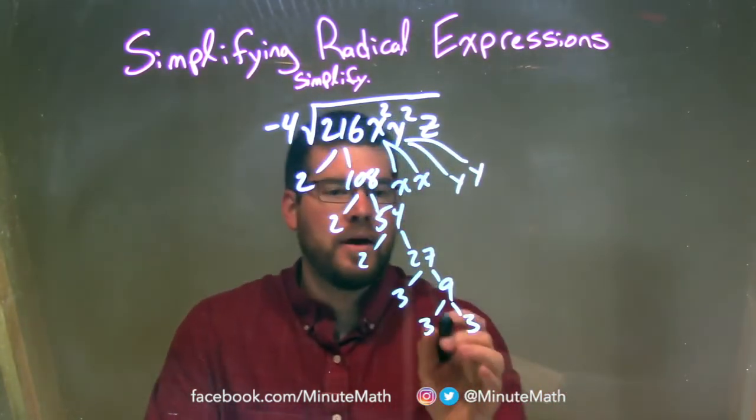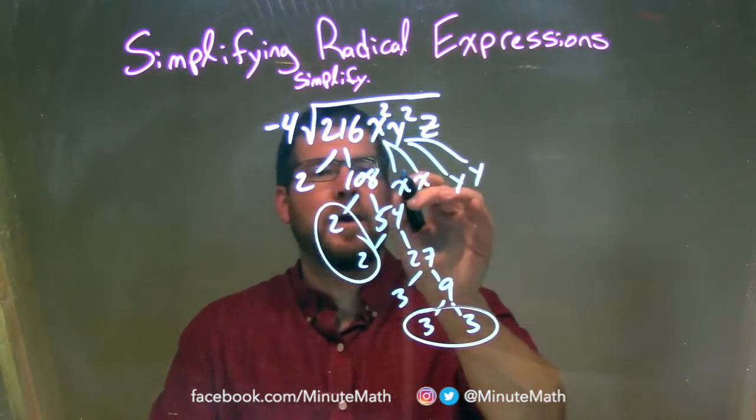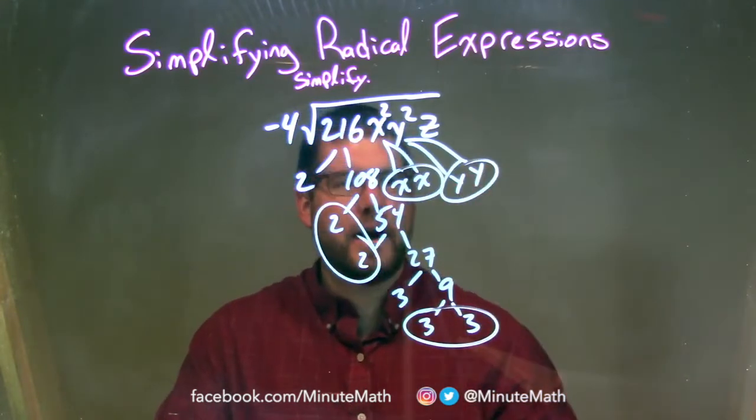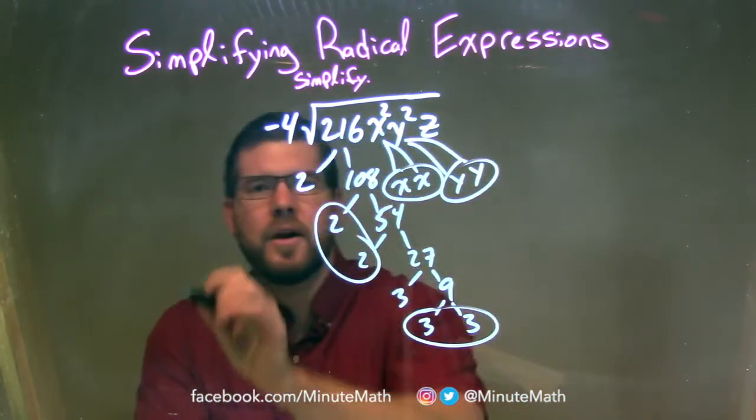So now I'm going to circle my pairs. A pair of 3's and a pair of 2's. I also have a pair of x's and a pair of y's. Singles are 2, 3, and z. So I'm going to write it over here.